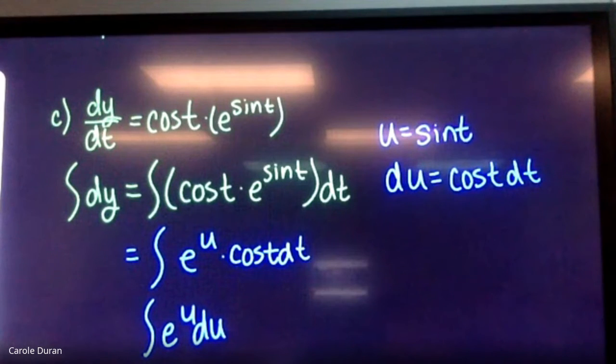And that allows me to very easily take the derivative of e to the u, or the antiderivative of e to the u, which is no different than the antiderivative of e to the x.